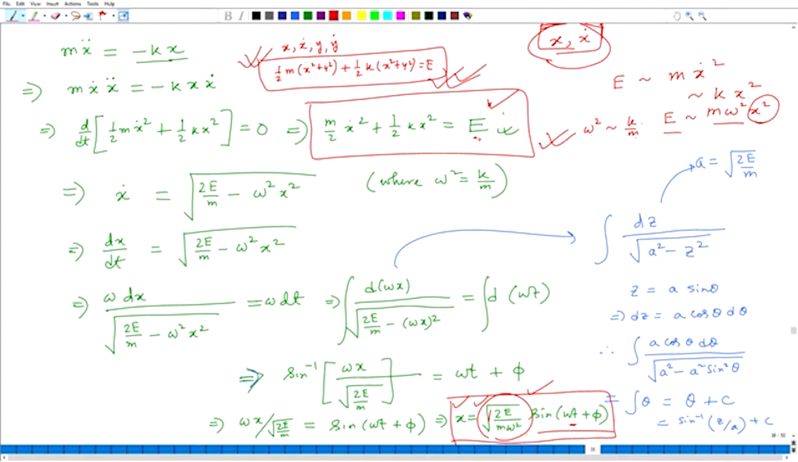One is m x double dot equal to minus k x, another is m y double dot equal to minus k y. Okay. So, I actually have this, but if you want to write in terms of just first order ordinary differential equations, you will actually have 4. Okay. 2 for each dimension, and how many constants do we have? Only 1. So, this is not sufficient to just solve the whole system in more than one dimension.